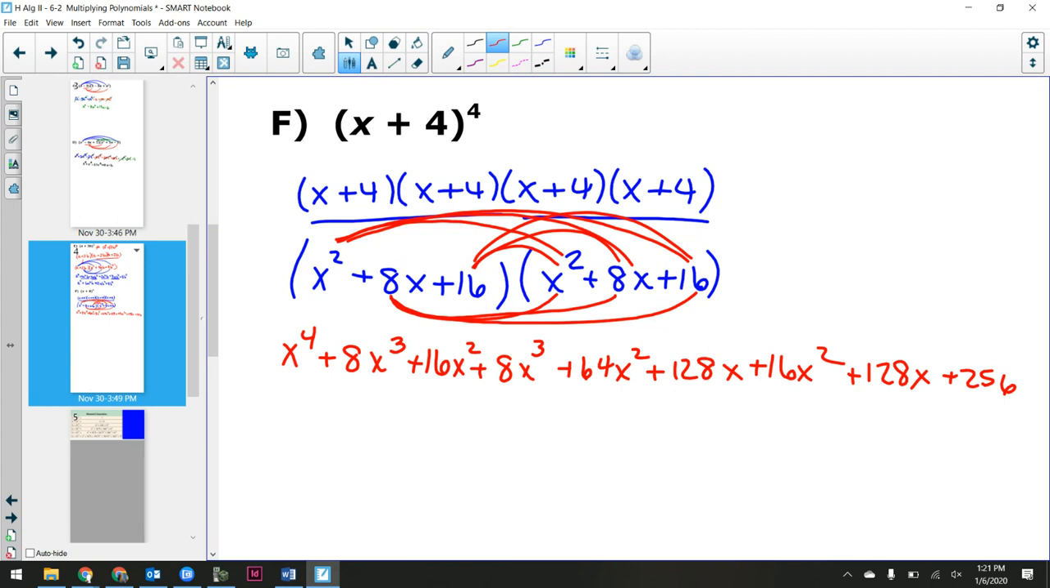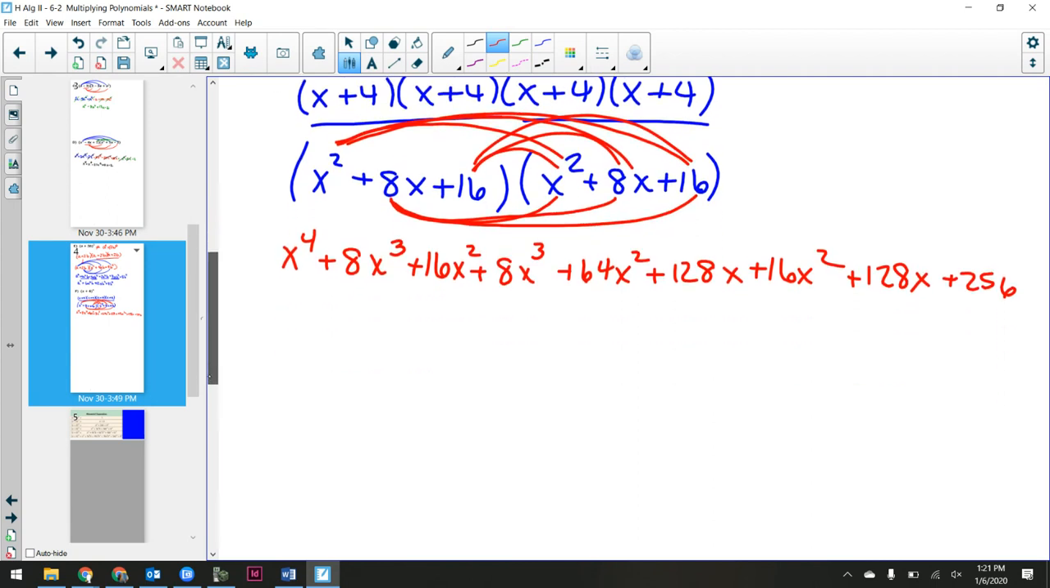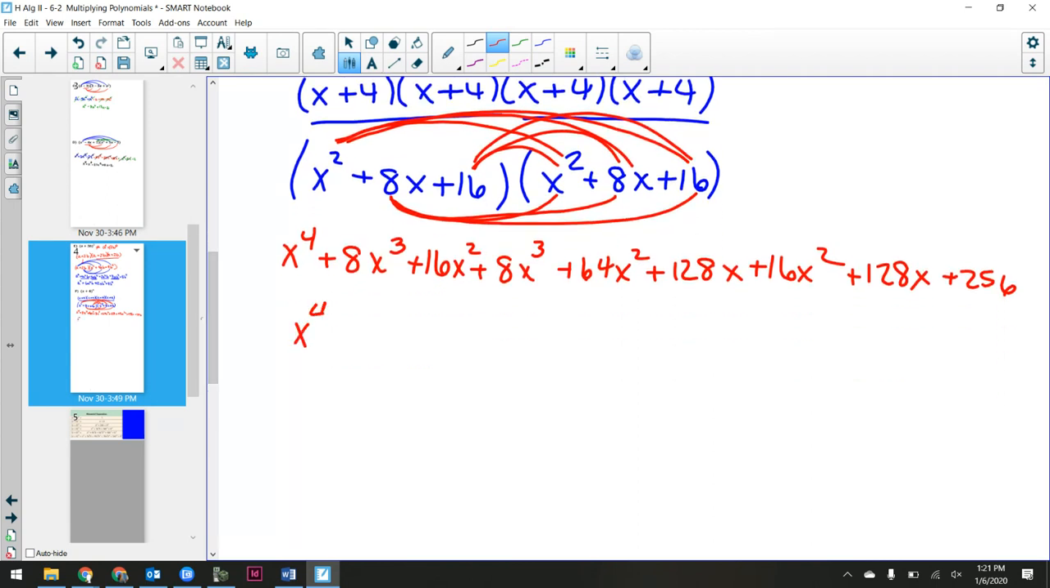And then you just combine like terms. I got x to the fourth plus, looks like 8 and 8 makes 16, x to the third. I've got a 16, a 64, and a 16, so that makes 96 total x squareds. I've got a 128 and a 128x, so plus 256x, and then plus that 256 sitting out there on the end.